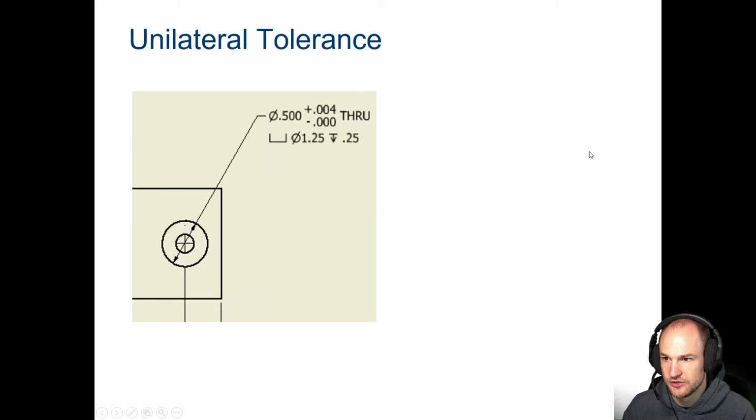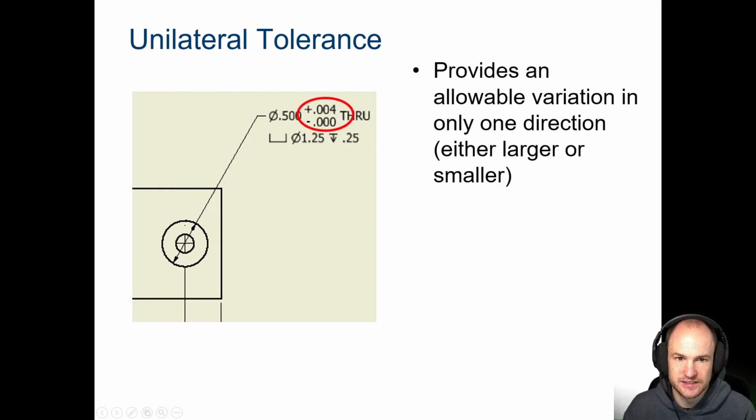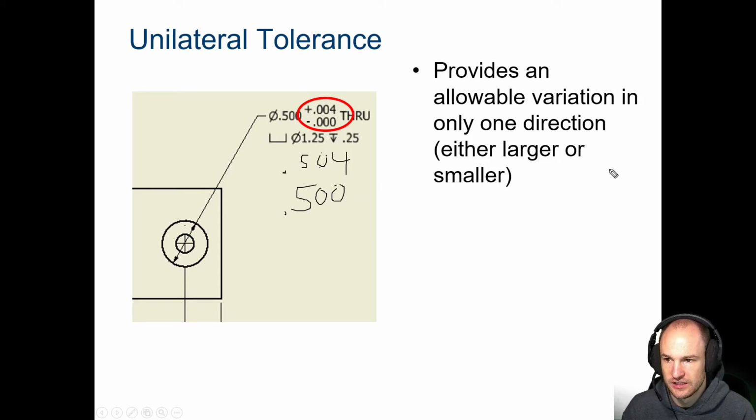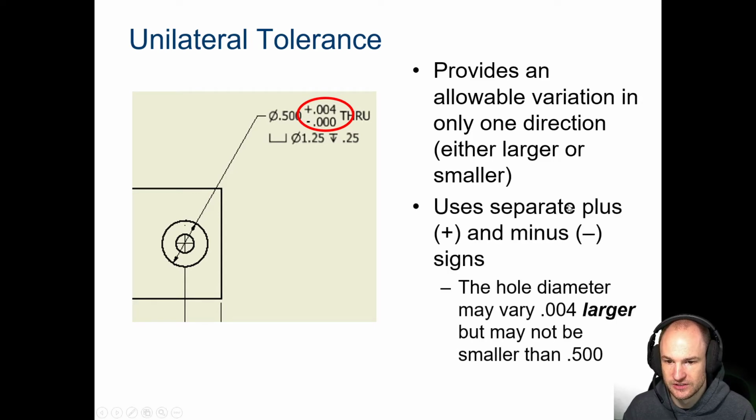Continuing on, then you have unilateral, where you basically create a limit dimension. Looking at this again, it says you have your 0.5 as the lower limit, which is acceptable, but you can go all the way up to 0.504. Anything within this range is acceptable. And that is what that is saying. So those are the three types of dimensions.